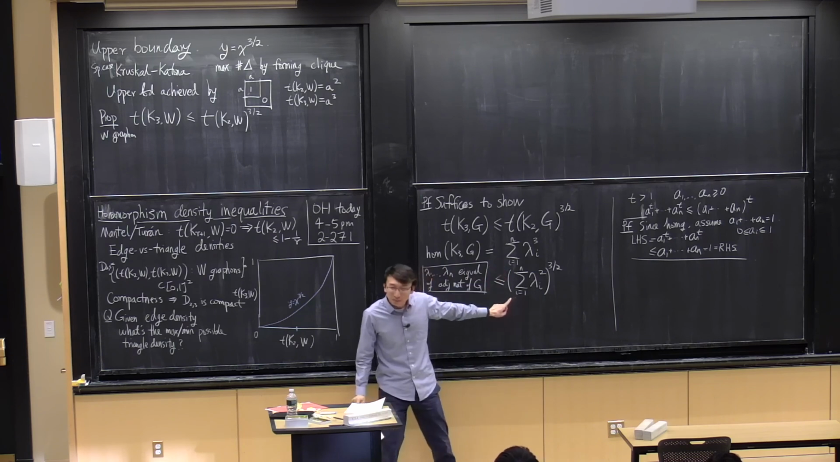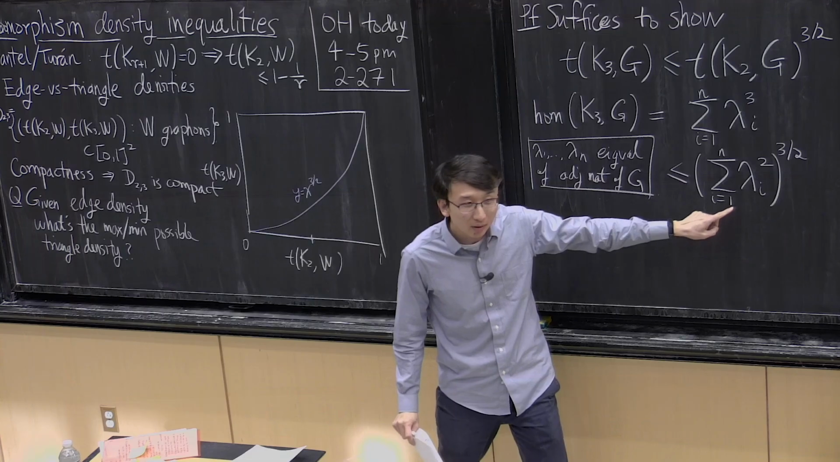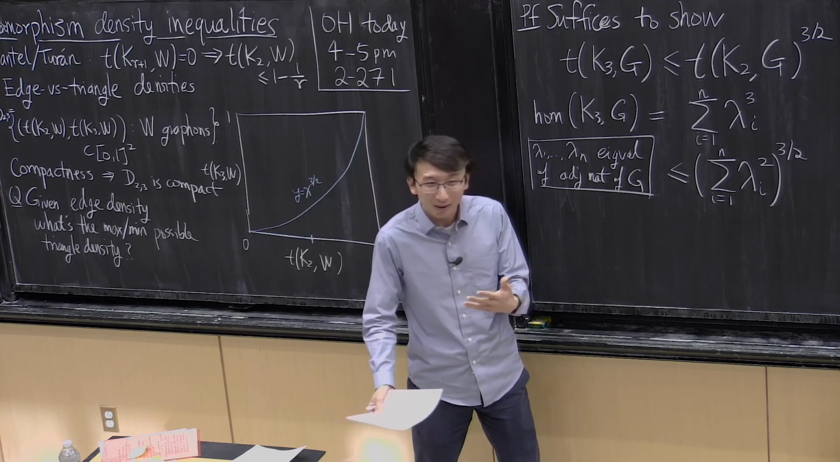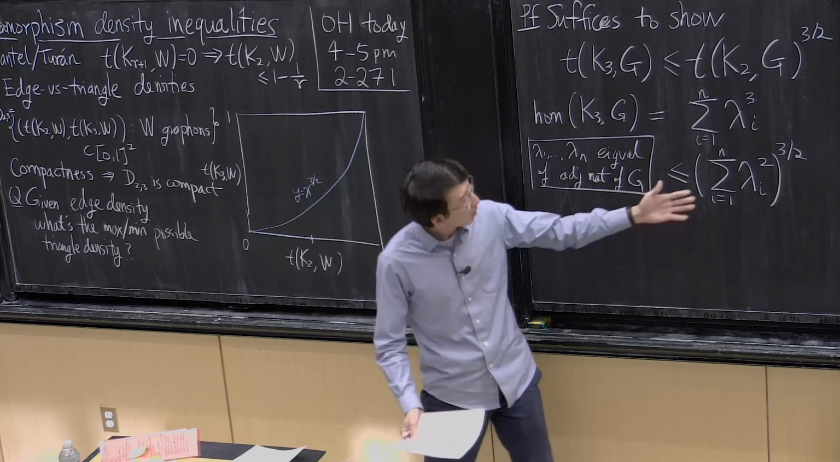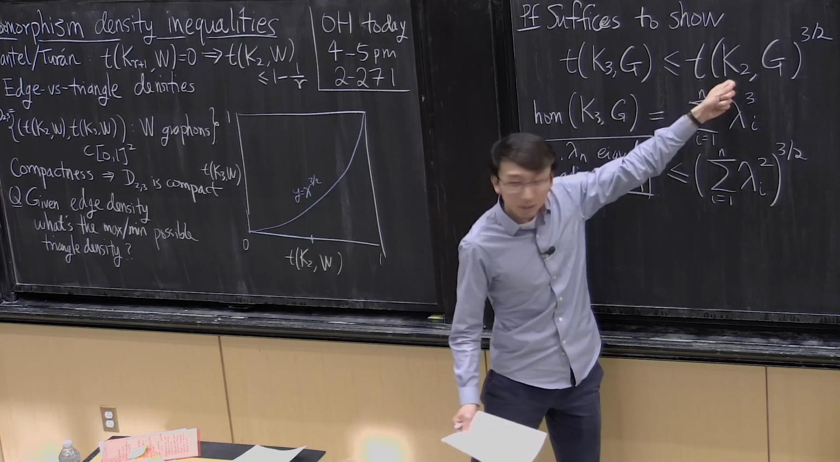Okay. So this is true. And now we have the sum of the squares of the eigenvalues, which is also a moment of the eigenvalues, namely corresponding to K2.